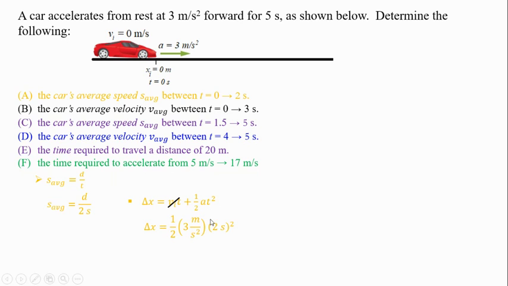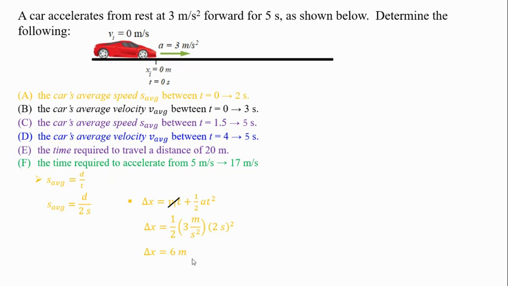Time here for this part is 2 seconds because it's from 0 to 2 seconds, which is a difference of 2 seconds. Okay, don't forget about the square. And if you do all that, you should get an answer of 6 meters. Well, this is your magnitude of the displacement. So the question is asking for average speed.